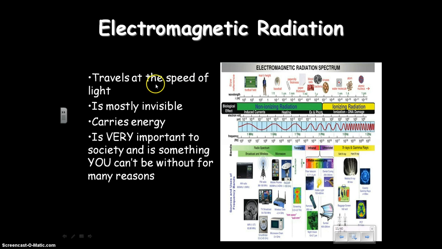Electromagnetic radiation travels at the speed of light, is mostly invisible, carries energy, and is quote-unquote very important to society, and sometimes you can't be without it for many reasons. So you see things like x-rays, telephone signals, radio signals, microwaves, and many other ones that you can see right there.